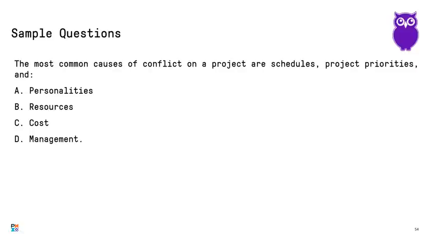Okay, the second one: the most common cause of conflict on a project are schedule, project priorities, and. So what are the forms of conflict in a project, in addition to the schedule and the project priorities? What do you think?